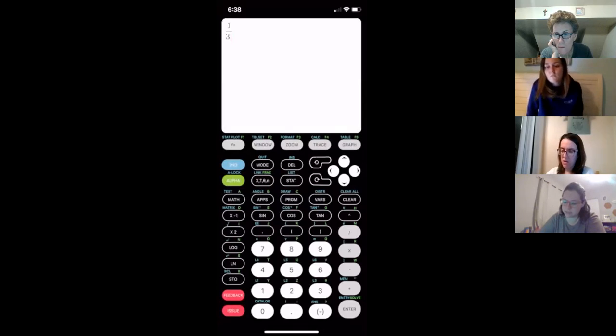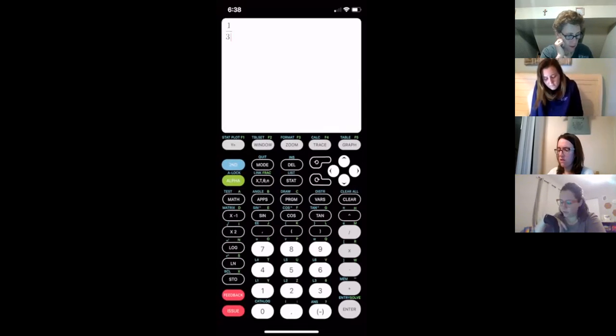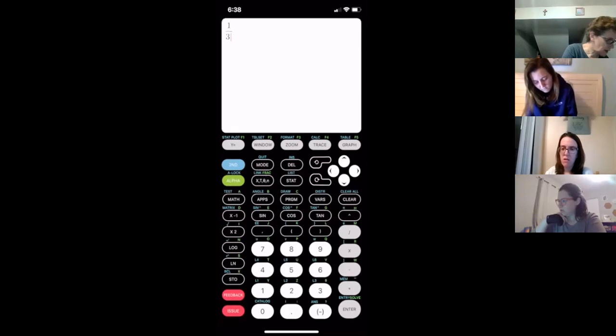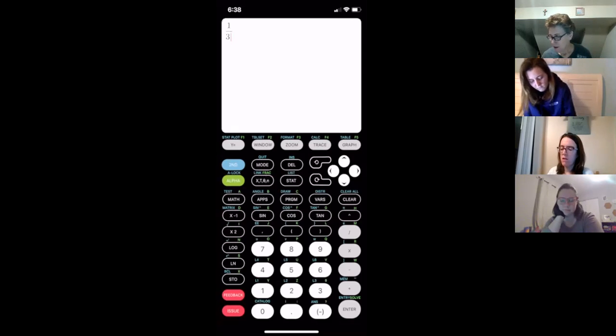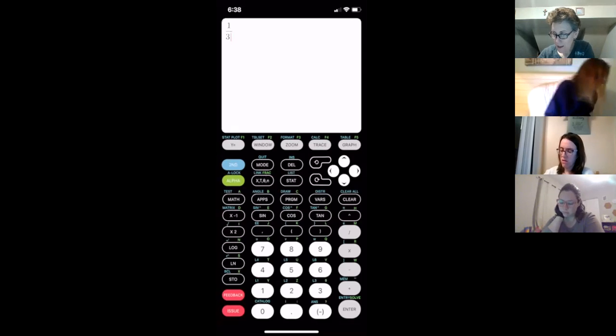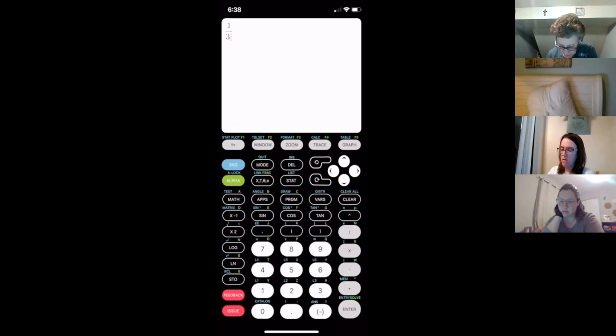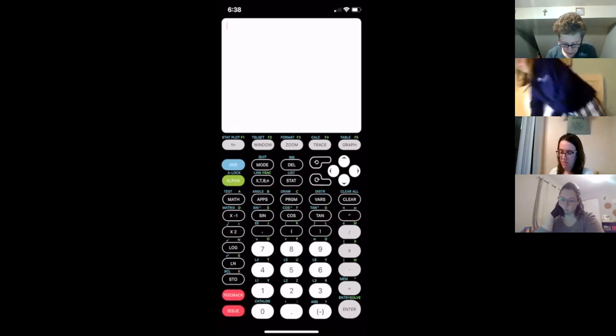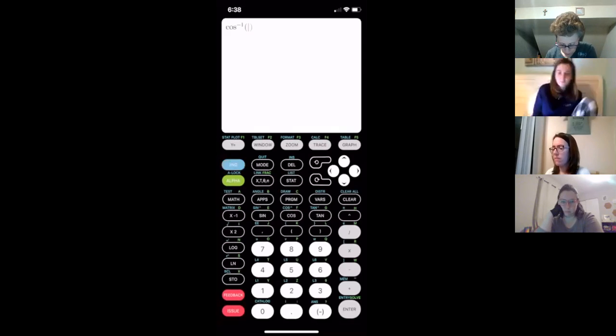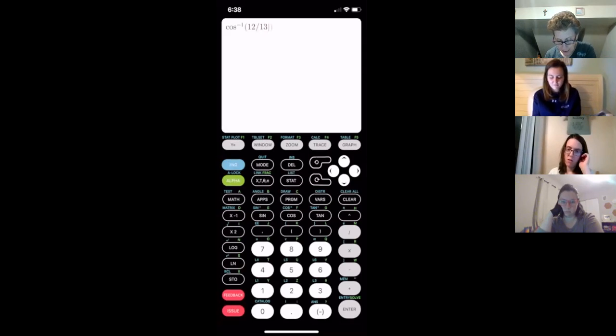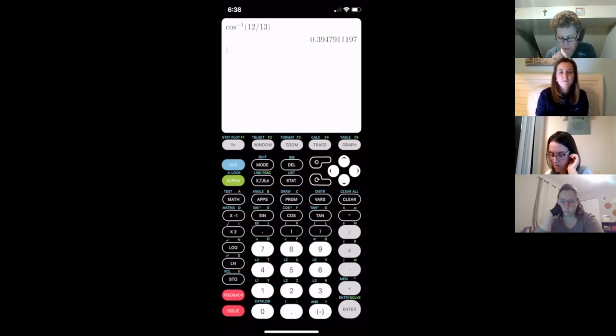Okay, so when I do cosine -1 and then put in the fraction box 12/13, I get 0.39. So, okay, so let's try that again. Tell me what your fraction is. So you have cosine to the -1 times 12/13. Okay, so let me try this on my phone. So I'm going to clear this. I'm going to say second cosine -1, and then I'm just going to do 12 divided by 13, and you have to make sure that it's in the parentheses. And then if I hit enter, I'm getting that.